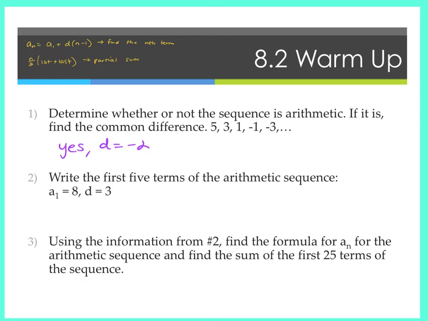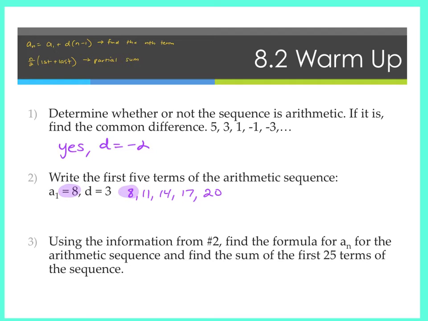Number 2 says write the first 5 terms of the arithmetic sequence. So we start with 8, and then because d is +3, we increase by 3 each time. So 8 plus 3 is 11, 11 plus 3 is 14, 14 plus 3 is 17, 17 plus 3 is 20, and it wanted the first 5. So be careful here, you have to include that a1, and that's what people mistakenly forget on these, okay? a1 is part of the sequence.